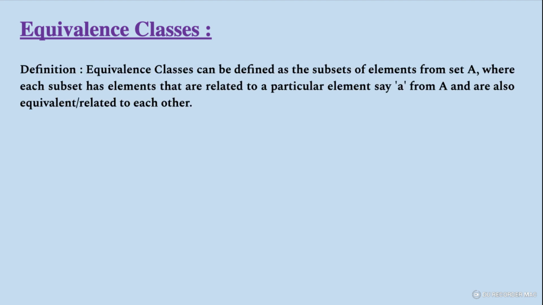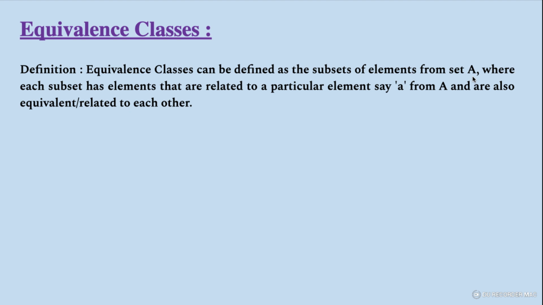How do you define them? Equivalence classes can be defined as the subsets of elements from set A, that is set capital A, where each subset has elements that are related to a particular element, say a from A, and are also related or equivalent to each other. So how do you define an equivalence class? It is a subset and it contains elements from set A.